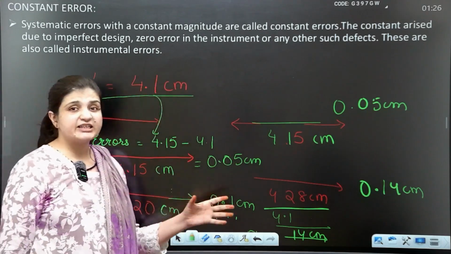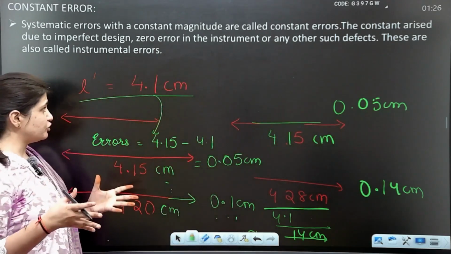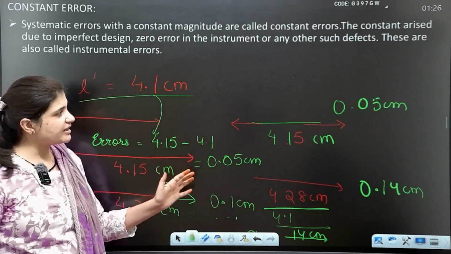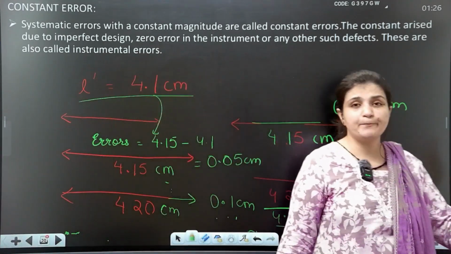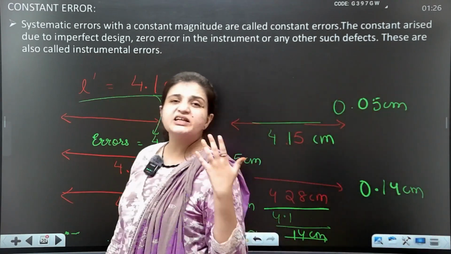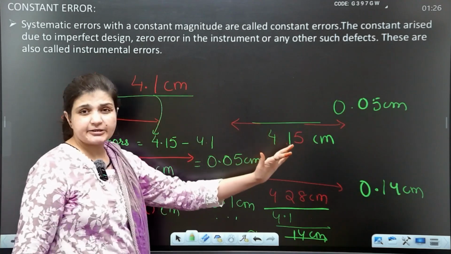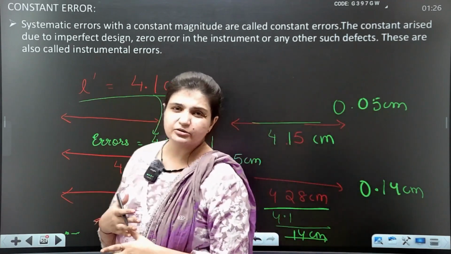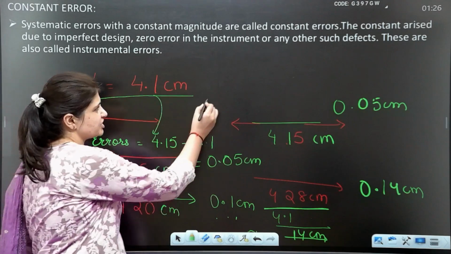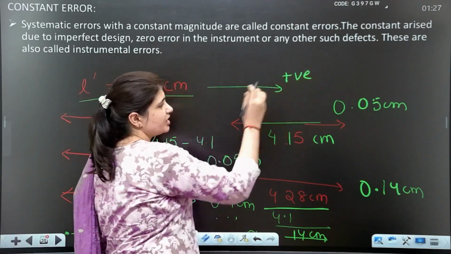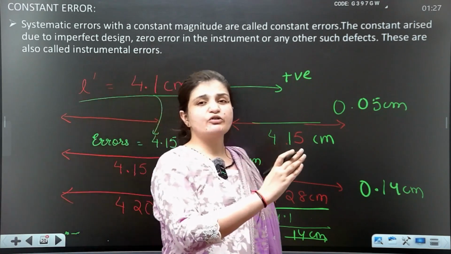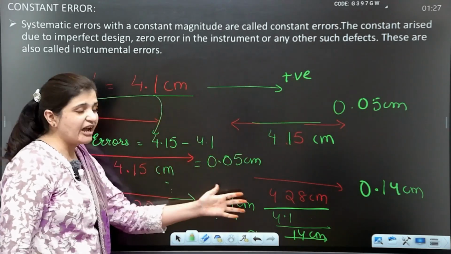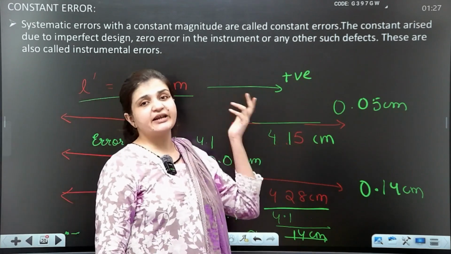So here we can see that the errors are coming out to be positive. All the calculated values are greater than the true value, so they are all in the positive direction. So these errors are what we call systematic, because they are all in one direction. If they had been lesser, we would call them negative errors.